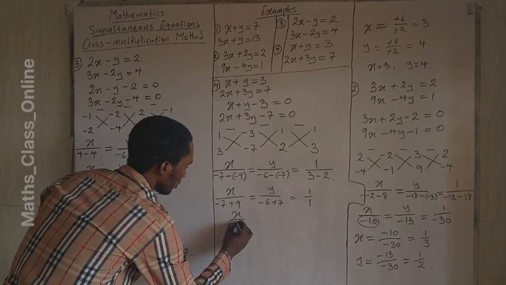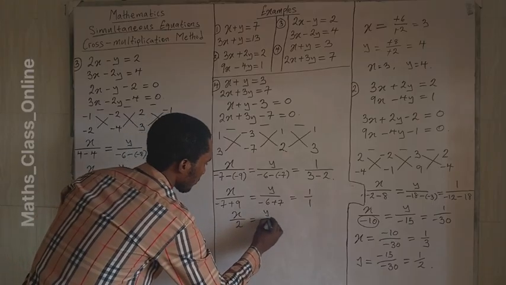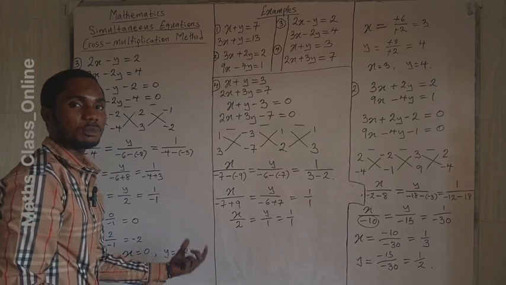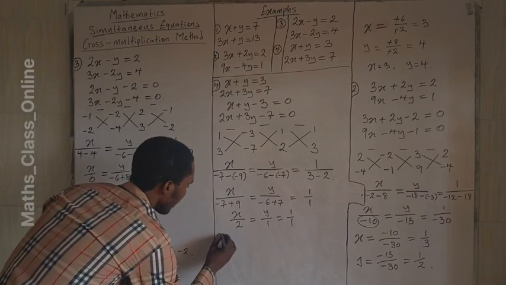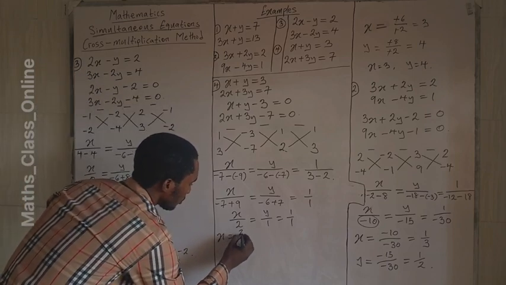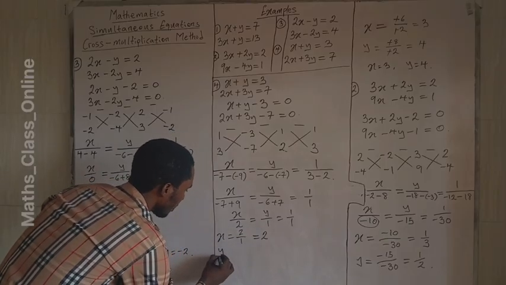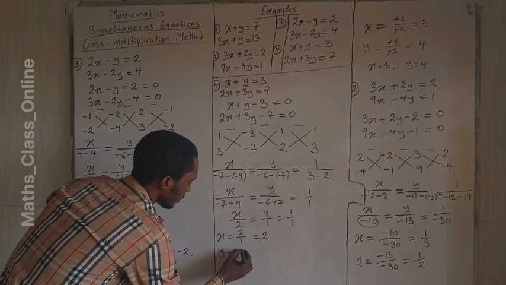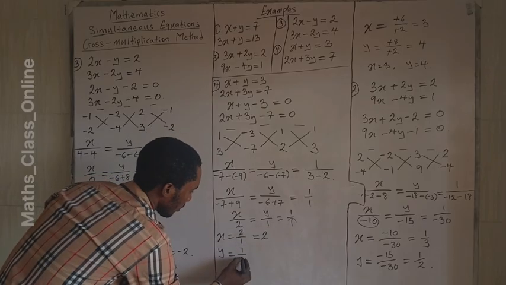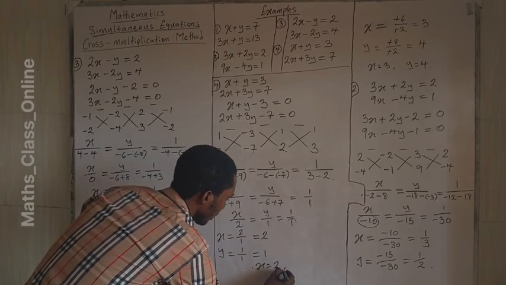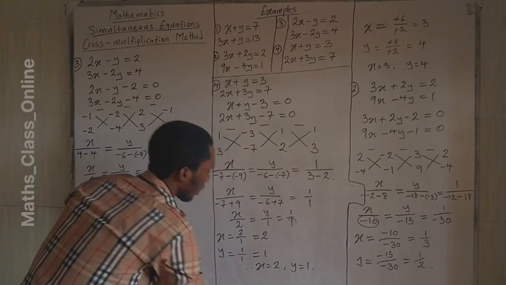This will give us, now what will be the value of x and what will be the value of y? The value of x is, what do we have here? 2 over, what do we have here? 1. That is 2. And the value of y is, what do we have here? That is 1 over, what do we have here? 1. The value of x is equals to 2 and the value of y is equals to 1.